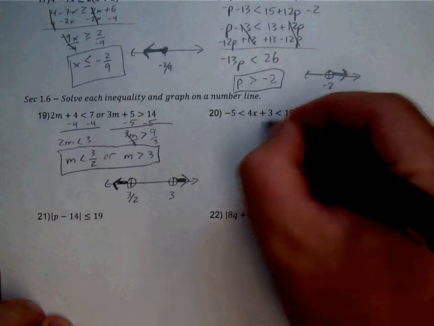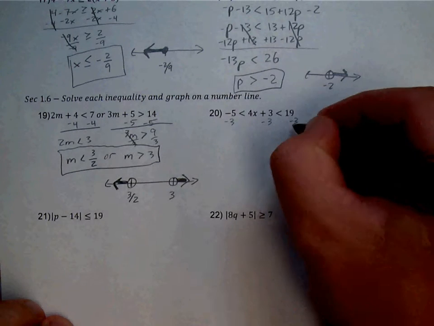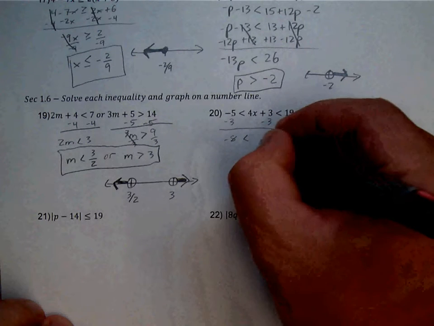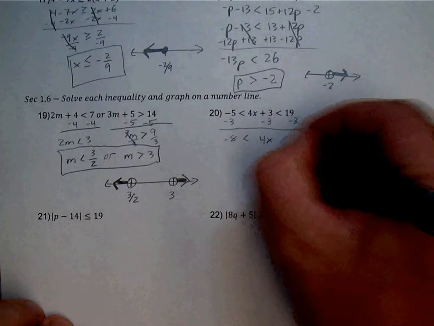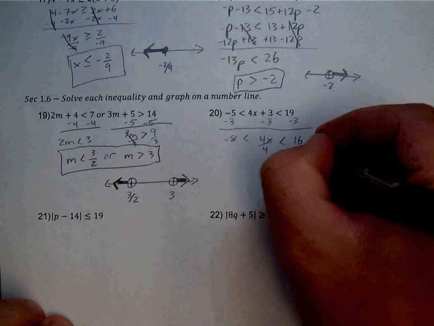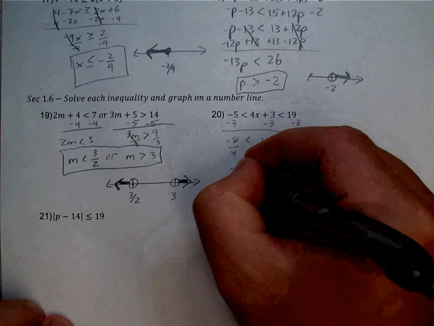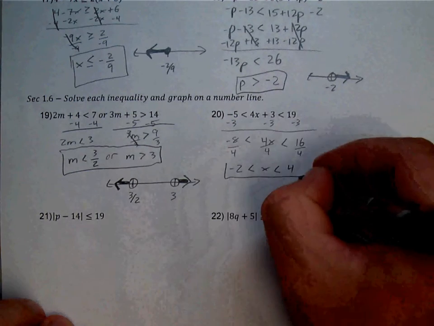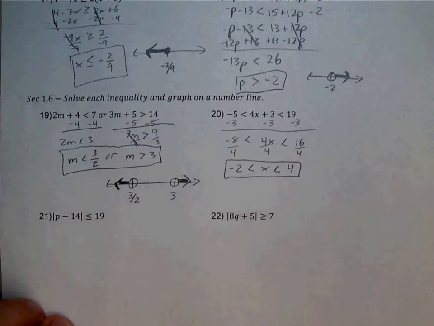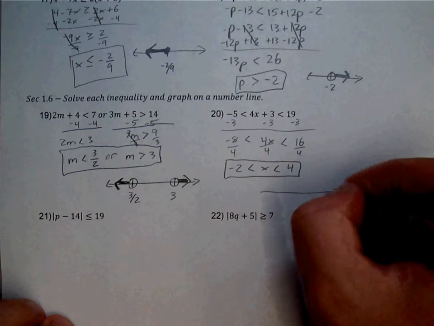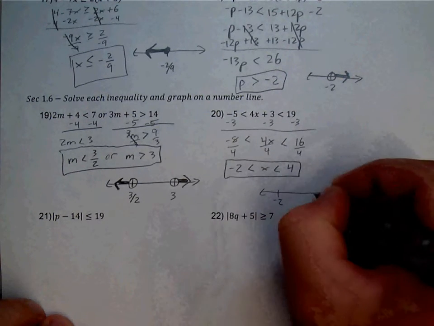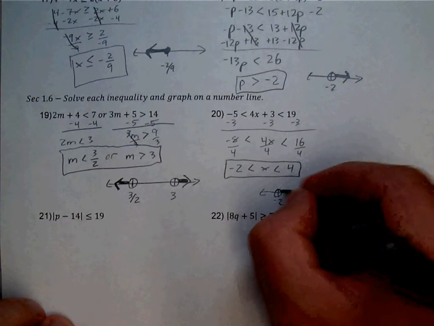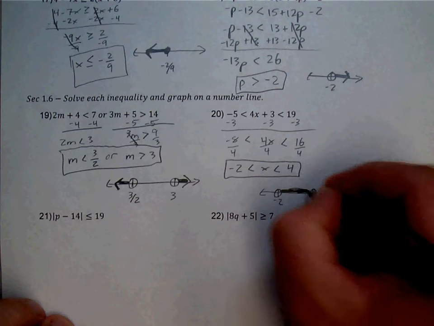Number 20, it's an AND. There's a 3-part, so we want to try and make the middle part just be x, so we subtract 3 from each part. Divide by 4 from all 3 parts. Giving me negative 2 is less than x is less than 4. So that's solving for x in the middle. So then our number line, negative 2 goes to the left, 4 to the right. Both of them are open intervals, and we're shading between them this time. This is an AND. So ANDs are the overlap of what's between them.